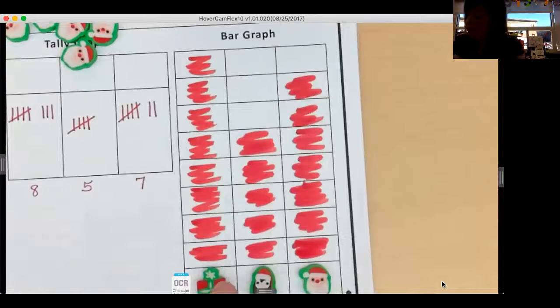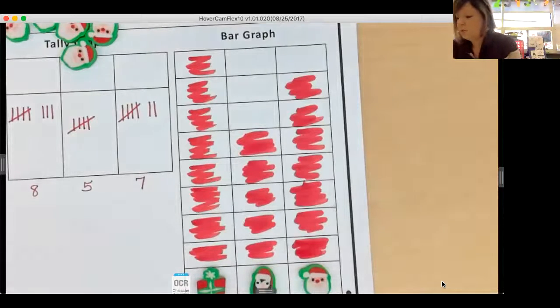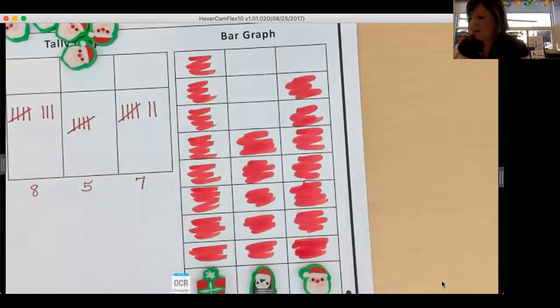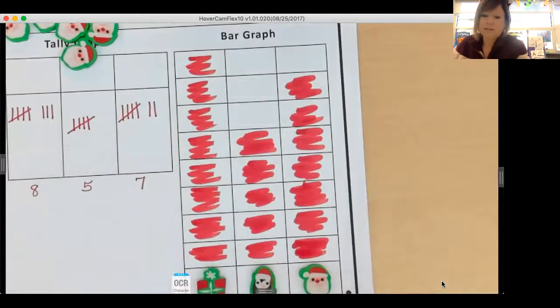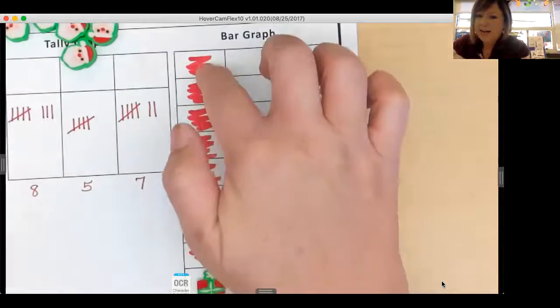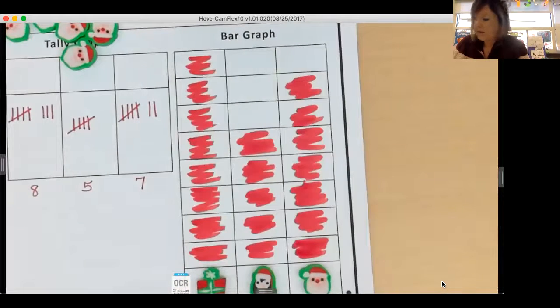Which one of these 3 has the most? Which one had the most? The presents, the penguins, or the Santas? That's right, the presents, because it goes up the highest. Okay, there were 8 of those. Which one has the least amount or the fewest? That's right, the penguin, because there's only 5.